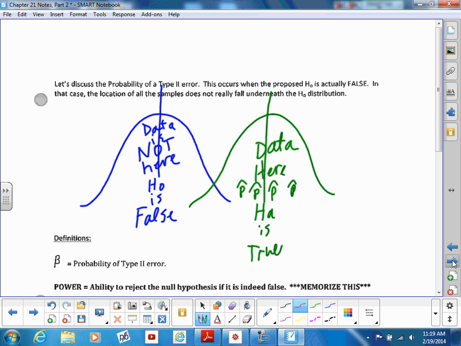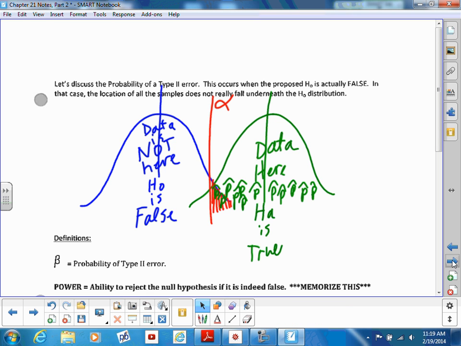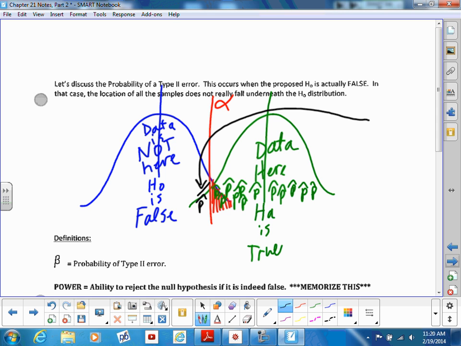But here's our alpha. Here is the rejection region. So you can see there are plenty of samples, many samples, all of these ones here, because the data is all out here, that are going to lead me to reject the false null hypothesis. But if I'm getting a sample right here, then that is going to what? Fail to reject it. So this area right here is the probability of a type 2 error.